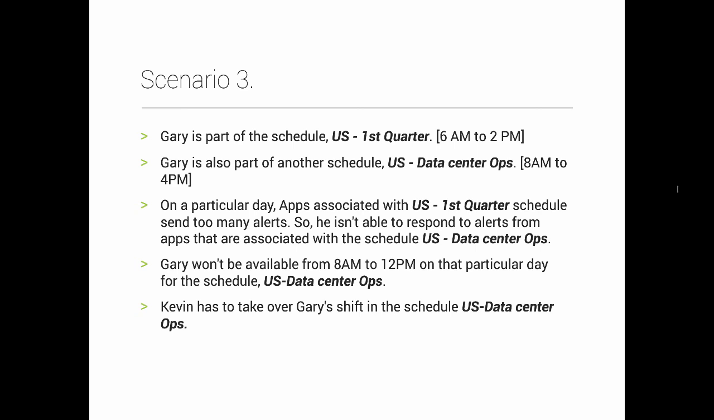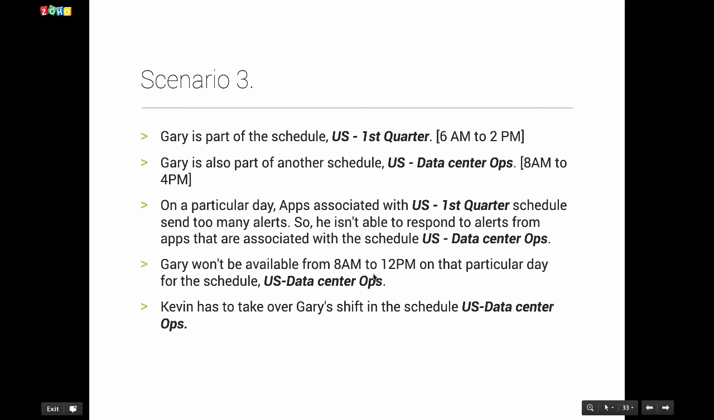In AlarmsOne, we have a provision where you can exclude a schedule from an override. For example, if the user is part of two schedules that overlap each other, and if you have to override the user's shift only in one schedule, you can choose to exclude the other schedule in the override. Here we have Gary, who is part of two schedules. One is US first quarter, which runs from 6 am to 2 pm, and the other is US data center ops, which runs from 8 am to 4 pm. Here, from 8 am to 2 pm, these two schedules overlap each other.